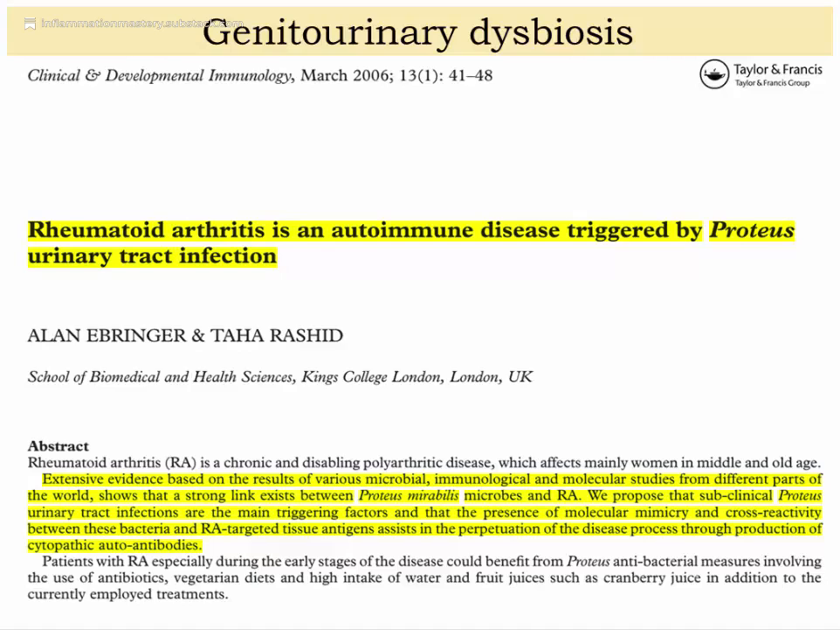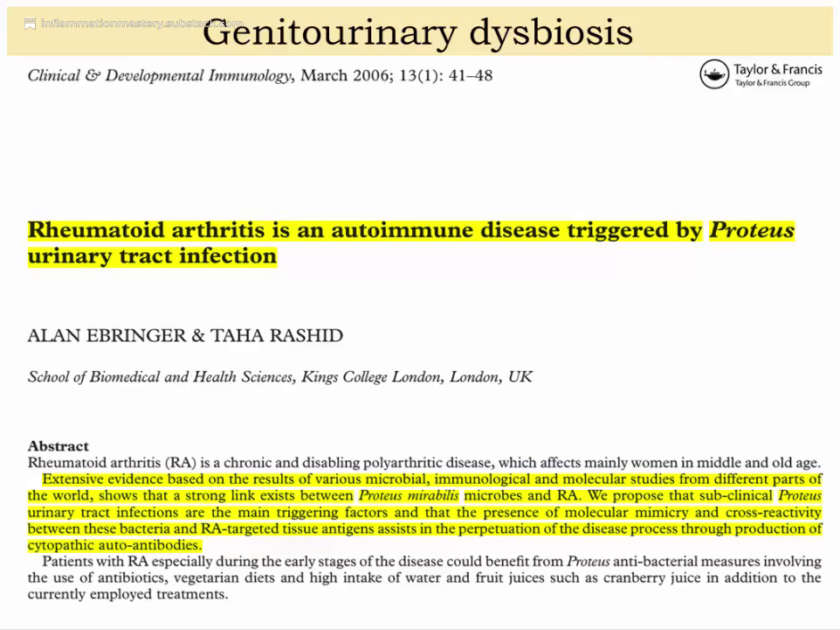Let's look at what they're talking about here. They're suggesting, through very strong clinical and experimental evidence, that Proteus mirabilis is one of the triggers of rheumatoid arthritis. The microbe exists within the genitourinary tract and can therefore be addressed by antibacterial measures, not only antibiotics, but also dietary change, high intake of water to flush the bacteria out, also fruit juices such as cranberry juice to reduce the total microbial load within the genitourinary tract, and obviously these patients can still receive anti-inflammatory drugs as needed. So this is one of many, many citations supporting the use of a multi-component treatment approach to addressing genitourinary dysbiosis in patients who have inflammatory and autoimmune disease.